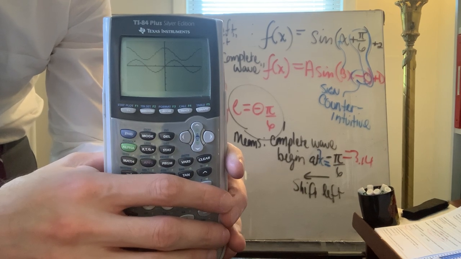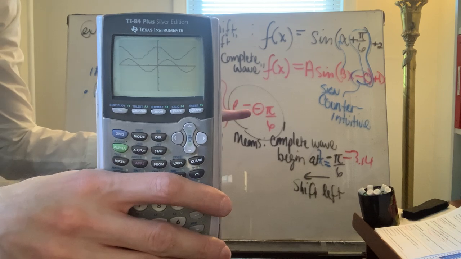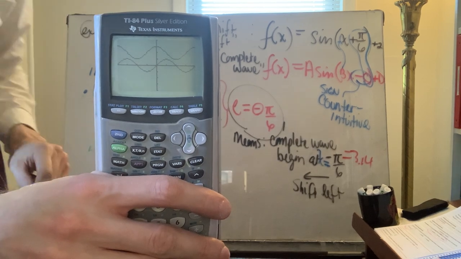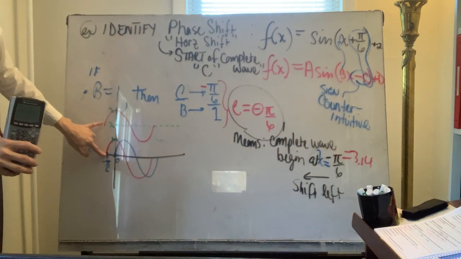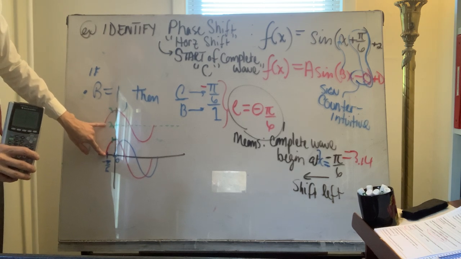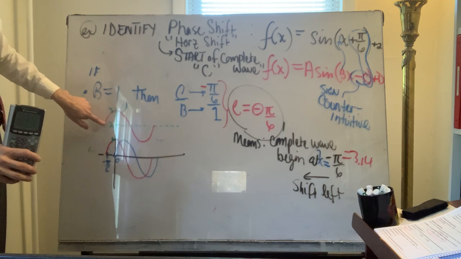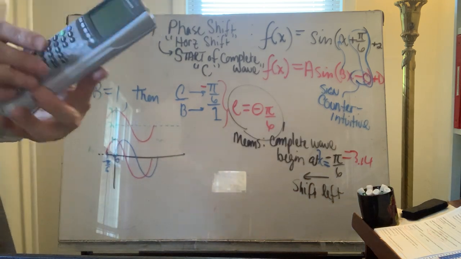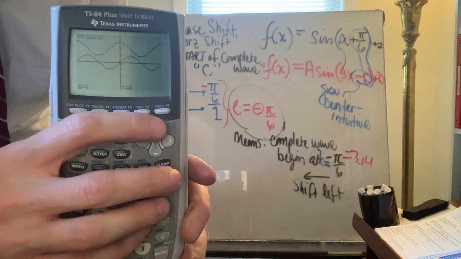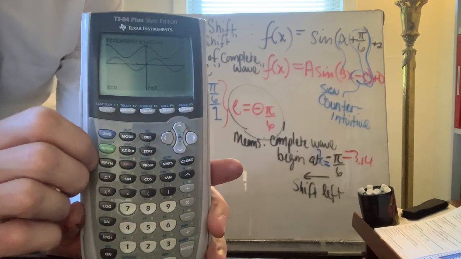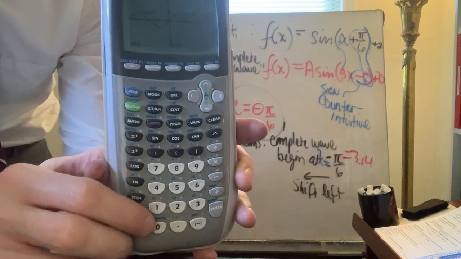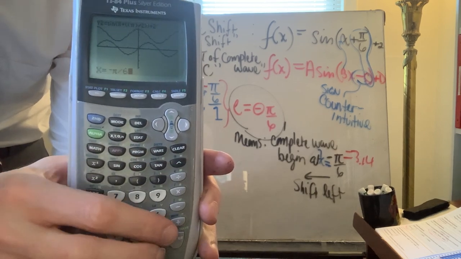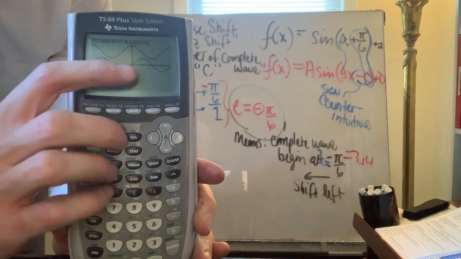Now, just to confirm, if this is the starting point, negative pi over 6, I'm going to hit trace, and what it should give me at negative pi over 6 is 2 as the y value, rather than 0. So let me try trace, and I want to get up to that one, so I'm going to scoot it on up. Let's put in negative, I'm going to use this button, and then second pi divided by 6. If all goes according to plan, y should be equal to 2 for this top one.